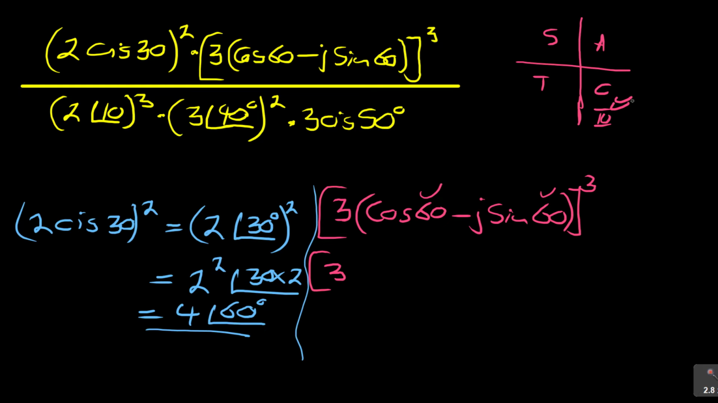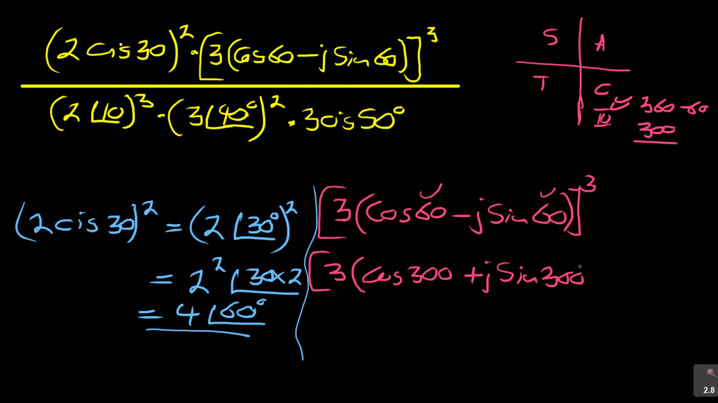So here you can say this is same as 360 minus 60 degrees, which is equal to 300 degrees. So you can rewrite it and say cos 300, and we know cos 300 is same as cos 60, and then plus j sine 300, because you need to have a plus, so that you are more comfortable in solving this. You could have done it with a negative, but I'm just trying to show you it is the same as writing it like this.